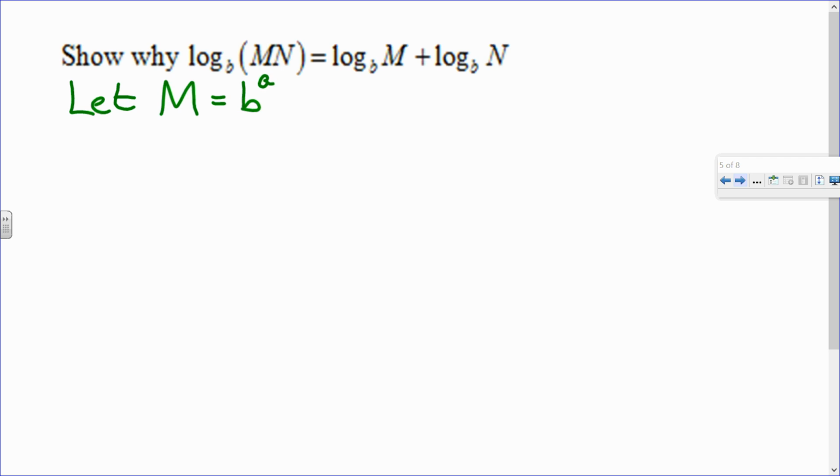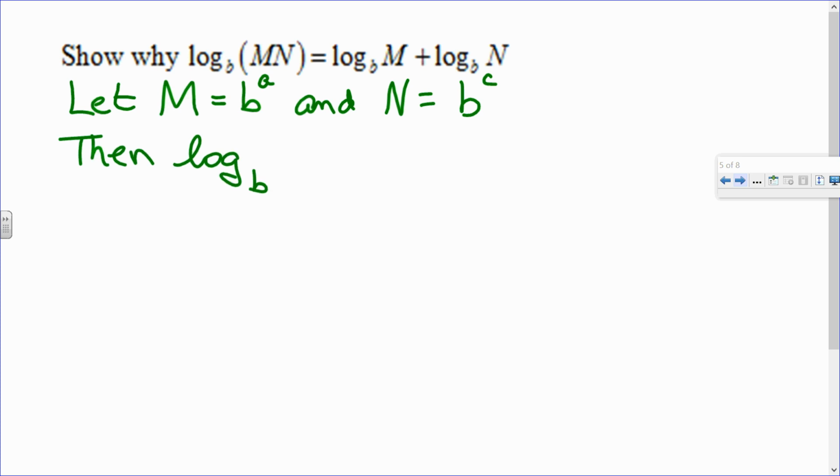And then I'm going to do the same thing for uppercase N. I am going to let that be b to some variable that I haven't used yet. So I'm going to let that be c. Then I'm going to change each of those from exponential to logarithmic form. So that means log base b of big M equals a. And for the other one, logarithmic form would be log base b of big N equals c.